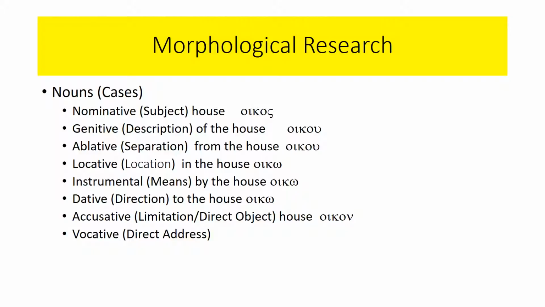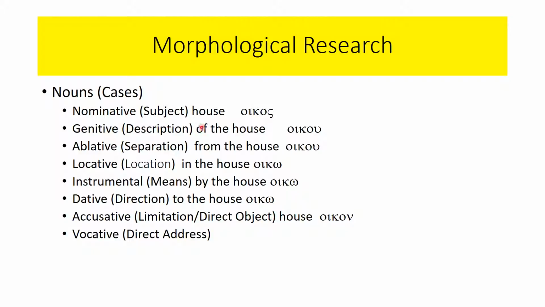To help you understand how this works in different languages, because again, you're going to be studying a Bible, and that Bible is written in Greek, I'll show you how that works in Greek. In English, nominative case, subject, we say house. If it's genitive, we say of the house. If it's ablative, we say from the house. If it's locative, we say in the house. If it's instrumental, we say by the house. If it's dative, we say to the house. If it's accusative, we say house.